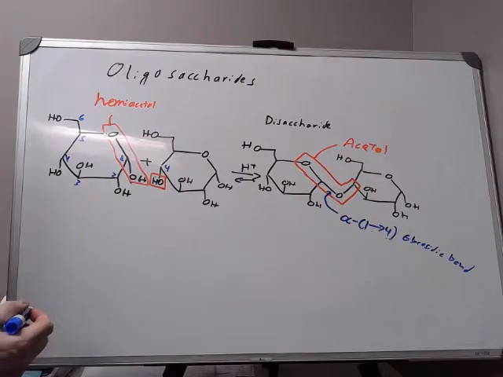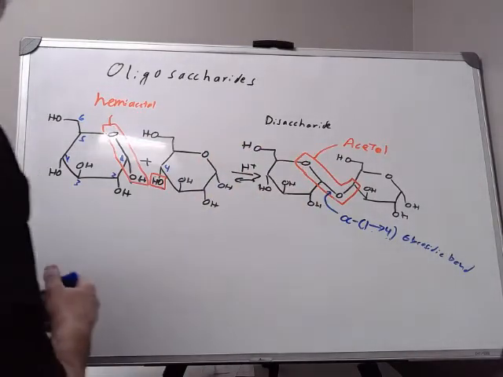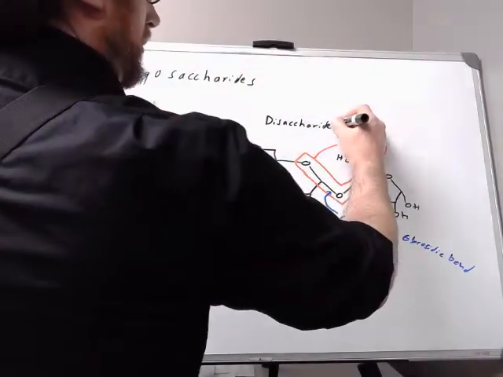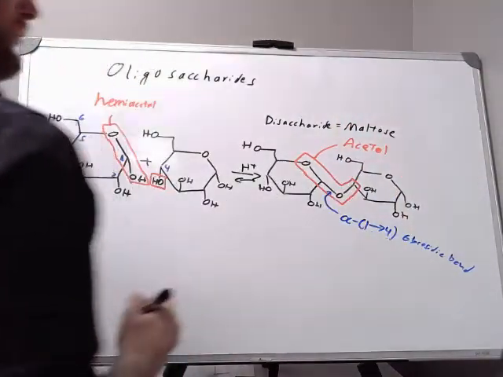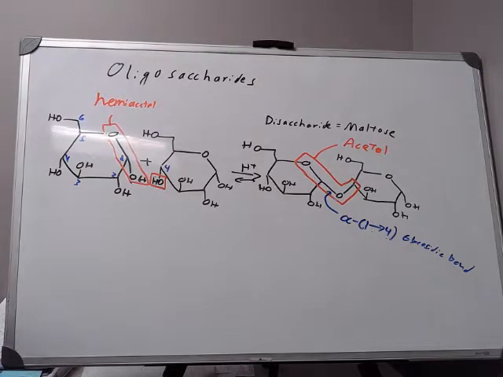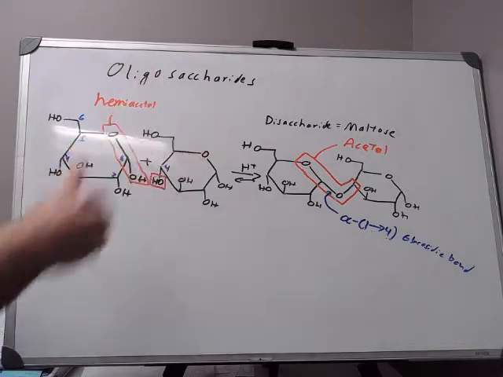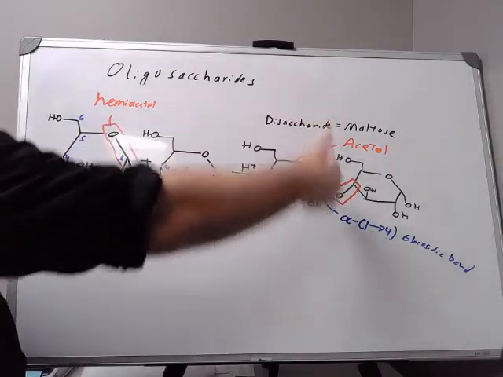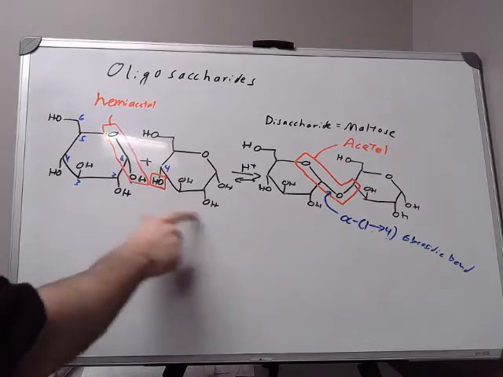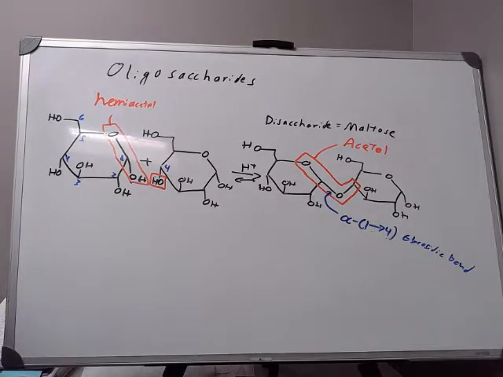And the name of this disaccharide is maltose. And so if you were to consume maltose, then an enzyme in your digestive system called maltase would cut this in half to create 2 molecules of glucose, and then you could digest those 2 molecules of glucose separately.